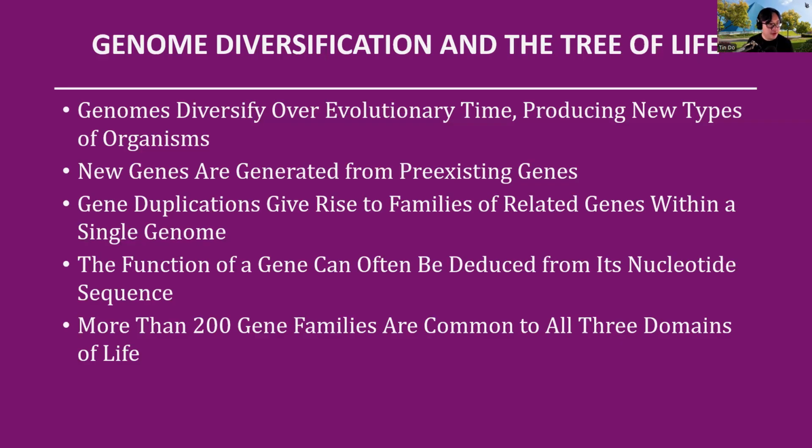And more than 200 gene families are common in all three domains of life. Again, this is a reoccurring thing. We came from a very specific genetic makeup, a common ancestor, if you will, depending on how far you want to go back. But there are multiple repeats of the same type of genes and gene families.